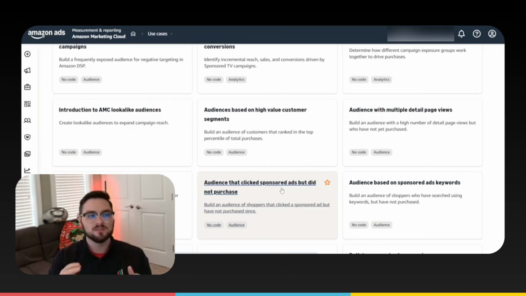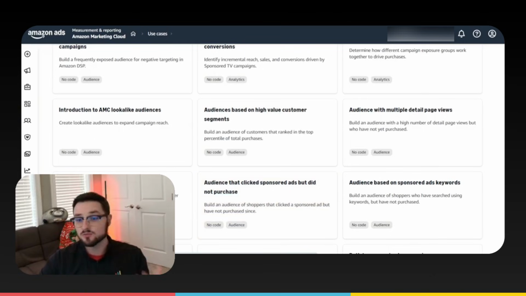All of these different audiences are going to have their own internal use case for what you're trying to achieve, right? And that's a big part of getting more advanced with your PPC strategy. You're not just targeting keywords anymore. You're targeting specific customer segments. You are targeting specific people within the Amazon ecosystem.